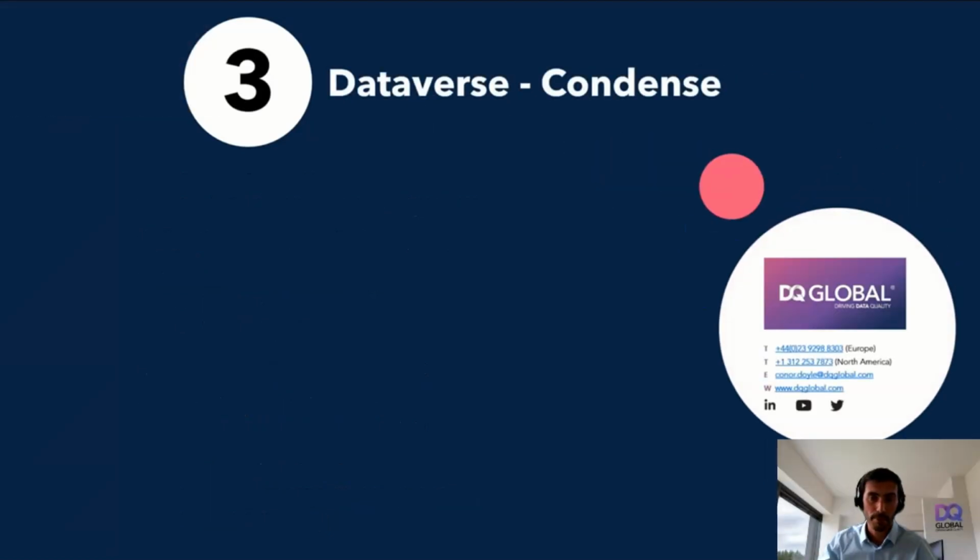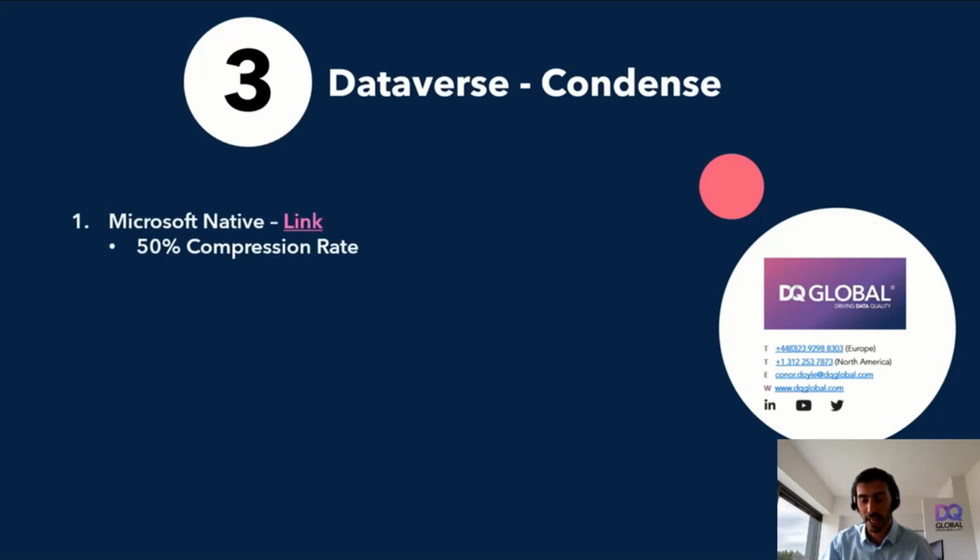Okay. Step number 3, another use case is around condensing data within Dataverse. There is a Microsoft native tool, which I only found out about recently, where there is a link, and if Harry could put that in the chat, it's worth looking into later. It allows you to compress the data at a 50% compression rate. Very easy, not much configuration, a few clicks within your admin center, and you can start to compress data.